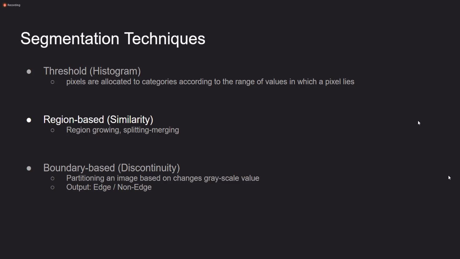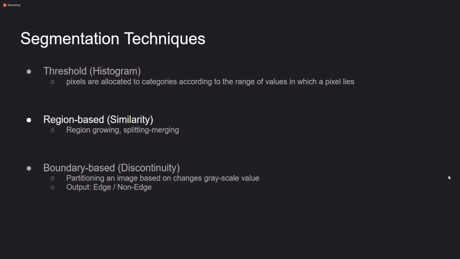Image segmentation can be divided into 3 different families of techniques, even though there's thousands of different algorithms out there. We have threshold, region-based, and boundary-based techniques. Threshold is the simplest technique. This is just allocating pixels based on what range of values they are. And we'll look at examples of each of these in a minute.